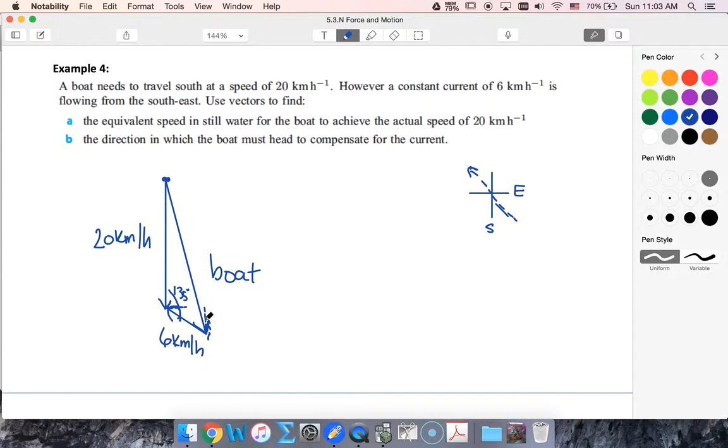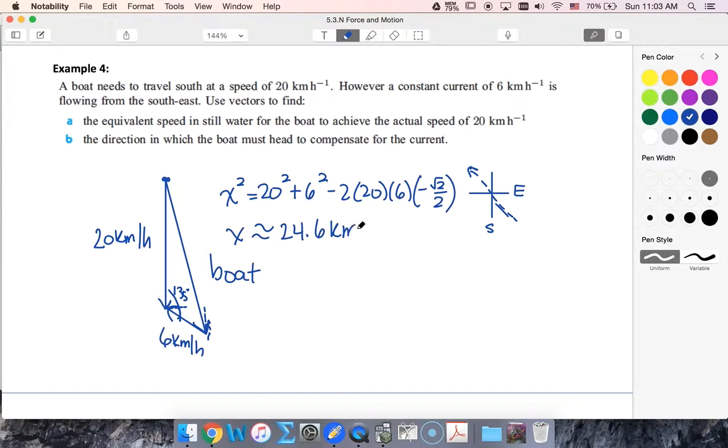So that means I can find the speed of the boat using cosine rule. So x squared is 20 squared plus 6 squared minus 2 times 20 times 6 times cosine of 135, which is going to be negative root 2 over 2. All right, I can simplify this. I'm going to get my x is approximately 24.6 kilometers per hour. So if my boat was going in still water, this would be its equivalent speed.